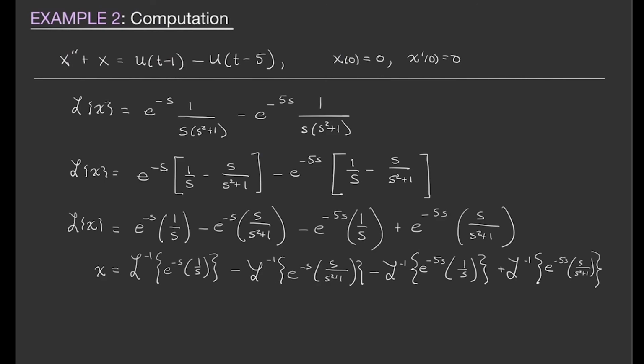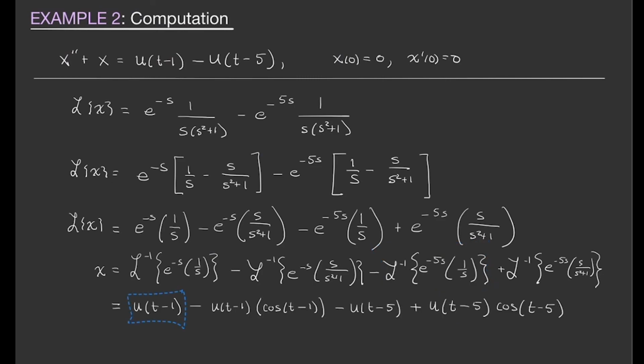Now we will know exactly what x is so long as we can compute each of these inverse Laplace transforms. Doing so, using our Laplace transform table, we end up with u(t minus 1) and so on. This can be algebraically simplified to something like this.